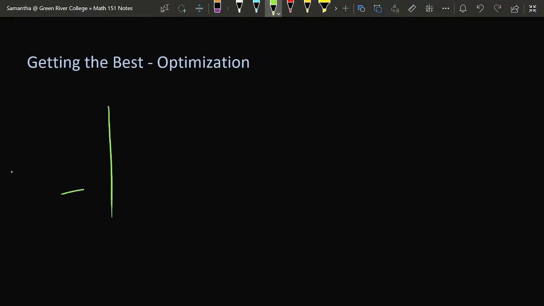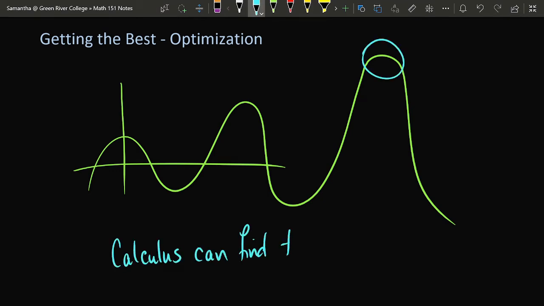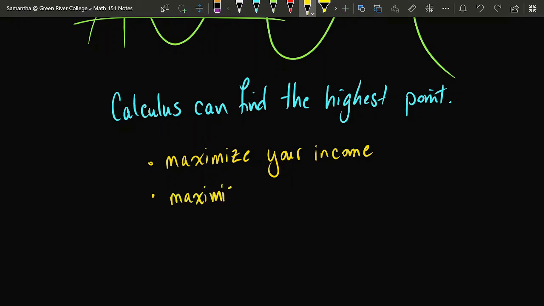Now, in an abstract sense, getting the best out of any situation might look like finding the highest point on a complicated curve. But in real-world applications, the quote-unquote highest point on a curve might end up representing something like your maximum income. Finding the highest point on the curve might represent something like maximizing your academic performance or athletic performance.